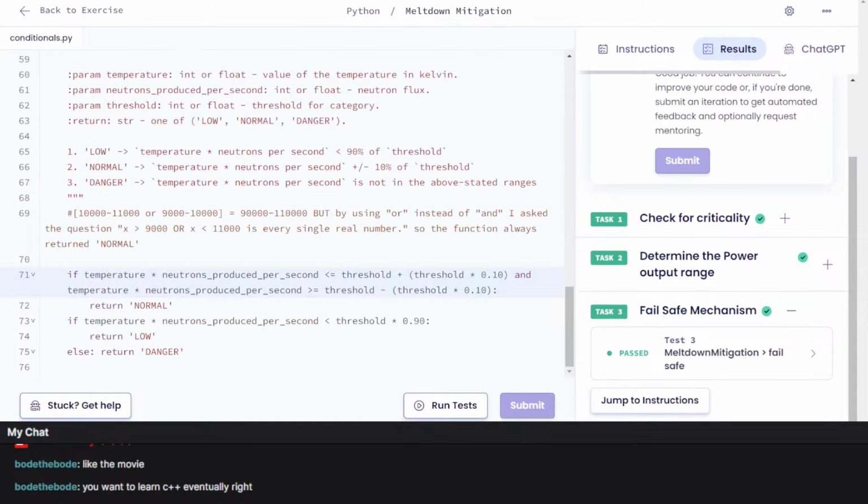Says you want to learn C eventually, right? Of course, I want to learn C and C++ and C#. Those are the three most important languages to me, I think. Since I want to make games, I feel like those ones are critical. Like C, C++, and C#. Because they're used everywhere for different games. And then Python's really not that important. I'm just playing with it for fun.